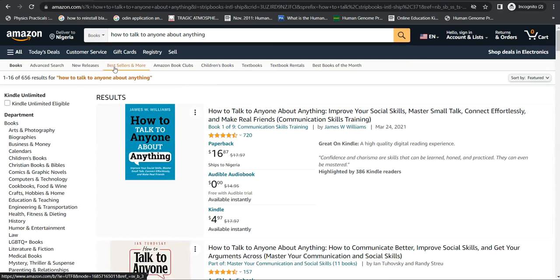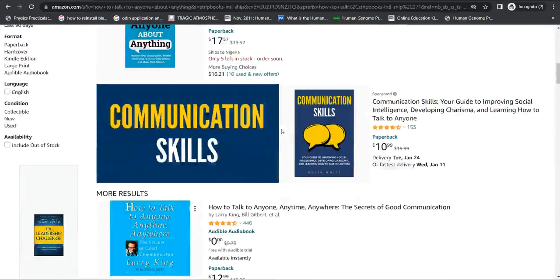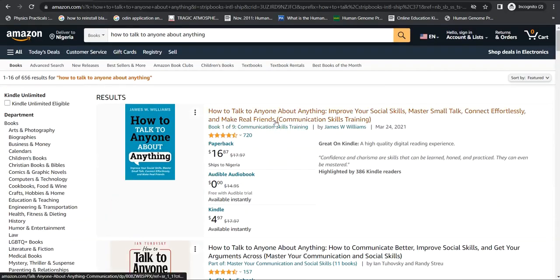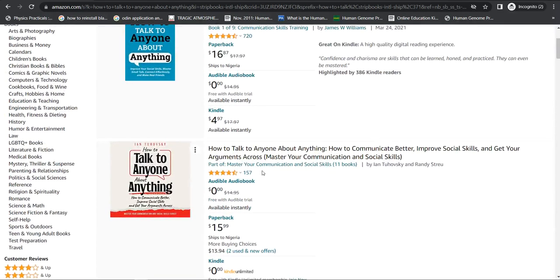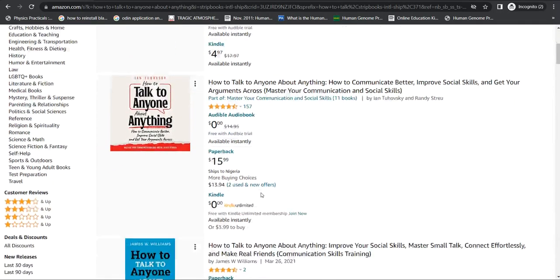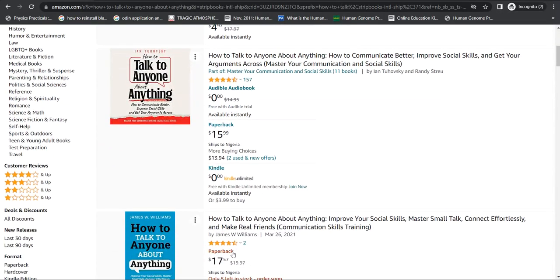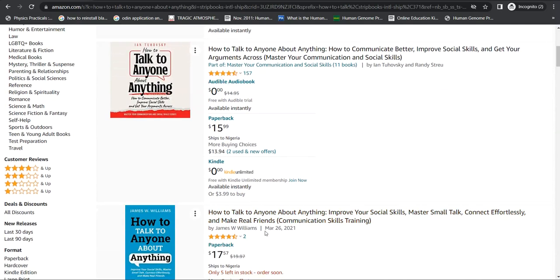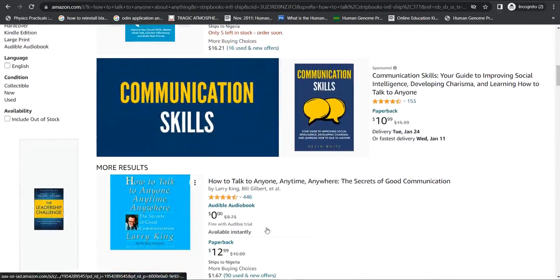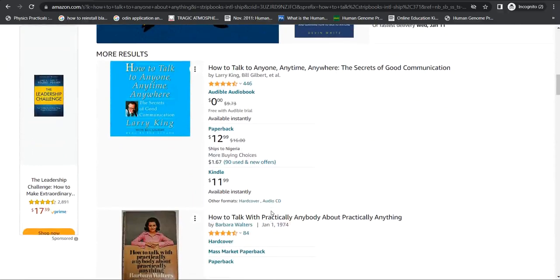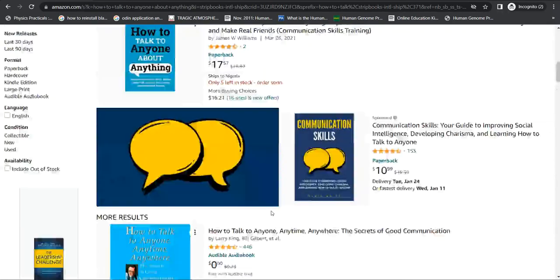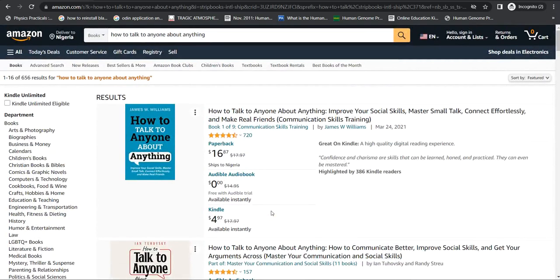See, how to talk to anyone about anything has just 656 results. You can see the first book has 720 ratings, and it was published on March 24, 2021. This is the second one. This is the third, 2 ratings, March 26. This one is not doing well. Okay, so that's it for existing keywords.